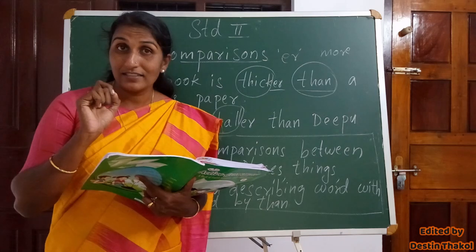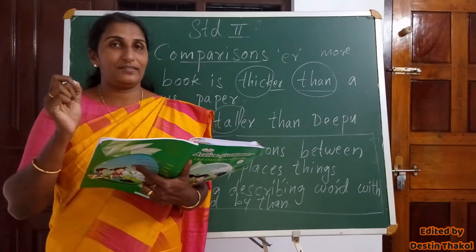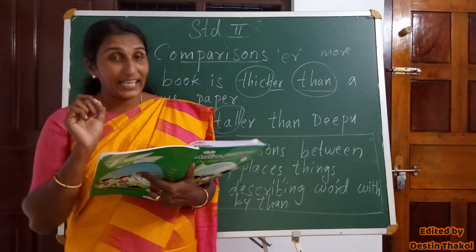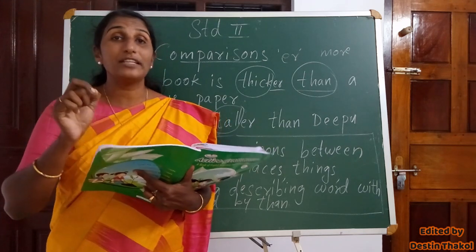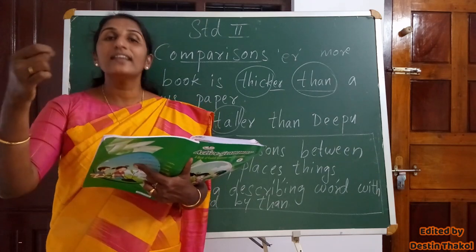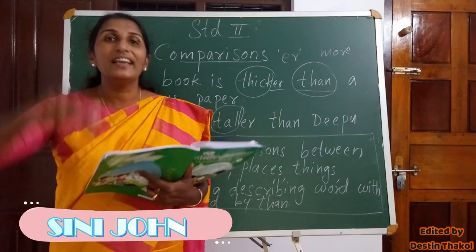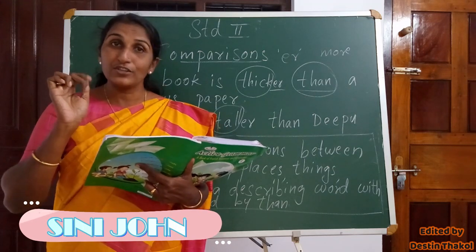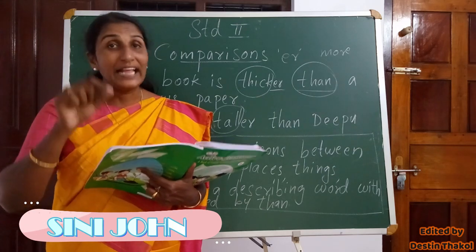Then Sita is dash Simran. The describing word young is there. So Sita is younger than Simran. Who is younger? Sita. Clear? So add er to the describing word, then use than.